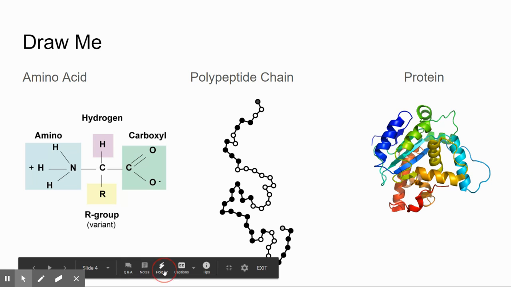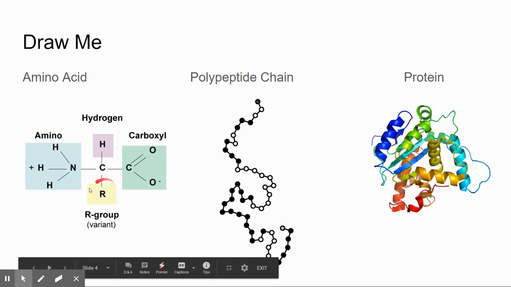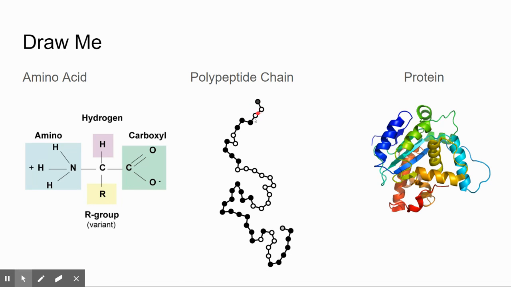So our amino acid is going to look like this, okay, where we can see our carbon, our hydrogen, our oxygen, and then we have an R called a variant group. So depending on what's attached here determines which one of the 20 different amino acids it can be. A polypeptide chain is just when these amino acids get connected together. And finally, a protein is made when many polypeptide chains are condensed.